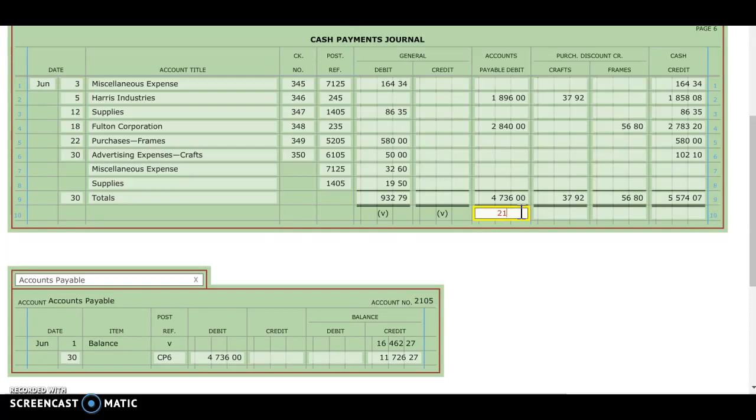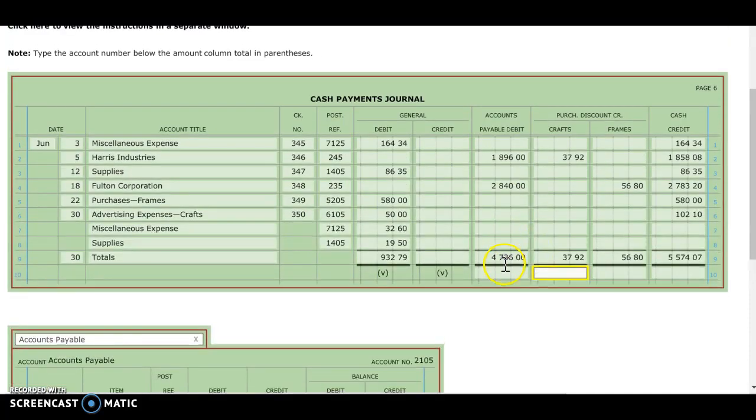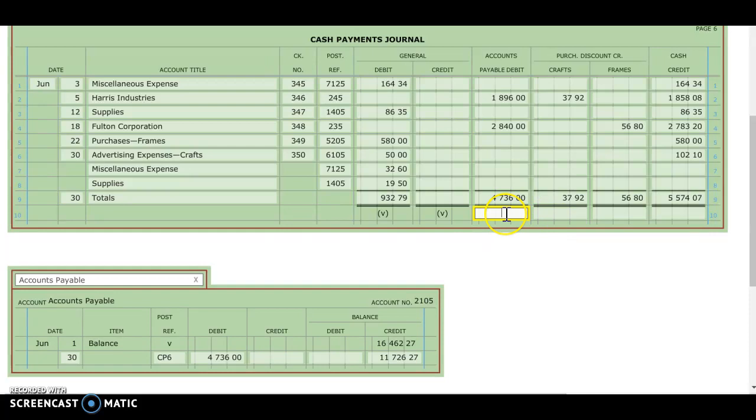Okay, it looks like we're having more problems with, I don't like this new program. Okay, so 2105 should go in there, but it's not allowing us to put it in there, so I'm just going to leave mine blank.